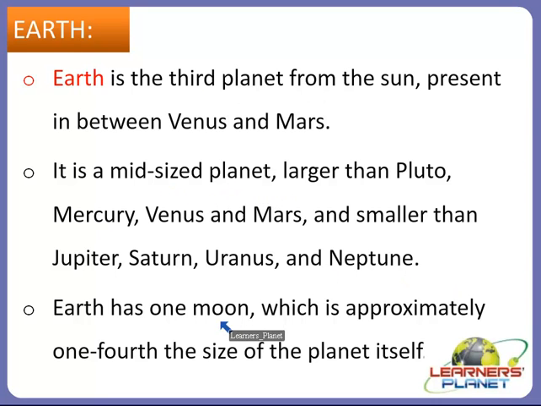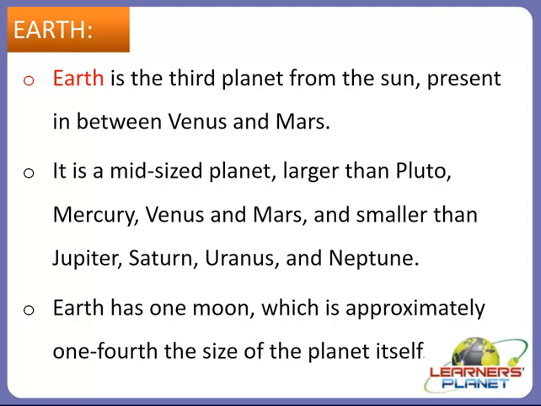So Earth has one moon, which is approximately 1/4 the size of the planet itself. As we know, students, the Moon is the natural satellite of the Earth, and it is approximately 1/4 the size of the planet itself. So we can say that Earth is a mid-sized planet, but the Moon, which is the natural satellite of the Earth, is actually smaller than the Earth.